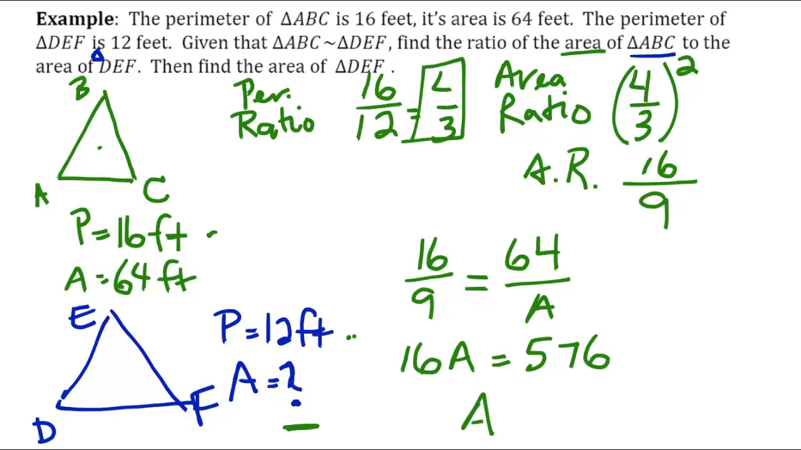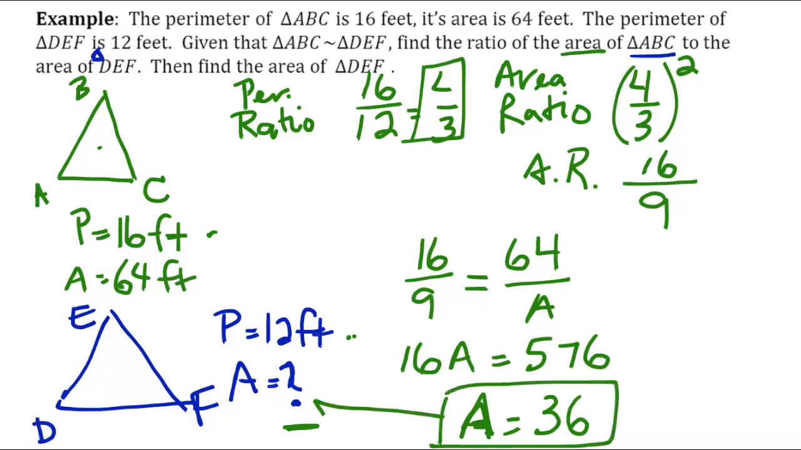And so the area of the DEF is going to be, divide 16 on both sides. And when you divide 576 by 16, you get 36. And so that's the area right here of DEF.